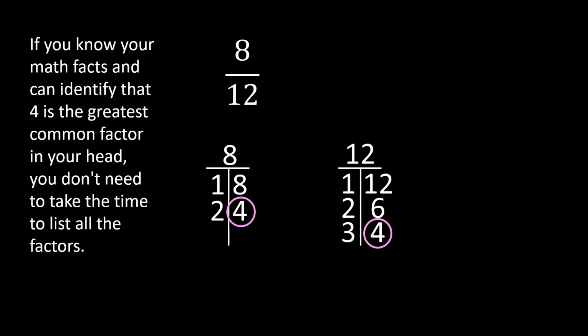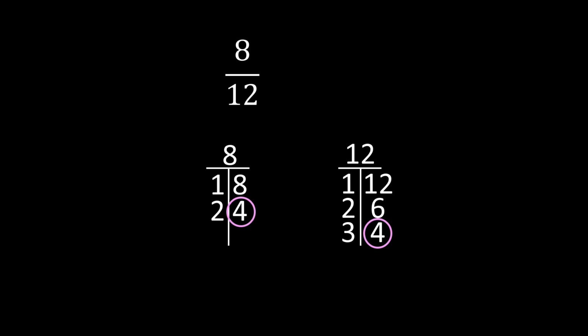If you know your math facts and can identify that 4 is the greatest common factor in your head, you don't need to take the time to list all of the factors in both the numerator and the denominator. Now that we've identified 4 as being the greatest common factor, we're going to simplify. And to simplify, we're going to divide the numerator and the denominator by the greatest common factor, the 4. So we'll have 8 divided by 4 and 12 divided by 4. 8 divided by 4 is 2. 12 divided by 4 is 3. 8/12 simplifies to 2/3.